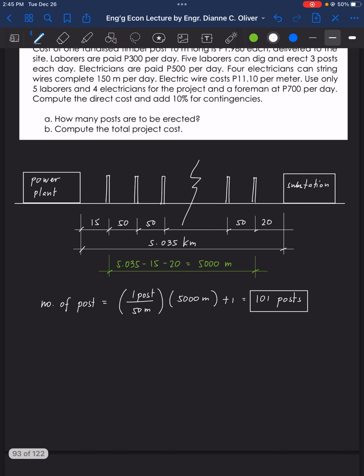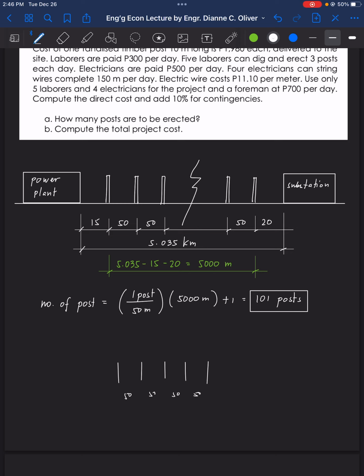So why did we add one here? Because the 50 meters here indicates the space between the posts. It's not the number of posts, but rather the space in between. So if you divide here, for example, there are 5 posts here: 1, 2, 3, 4, 5. If these are 50 meters, 50 meters in between, so this is 200.